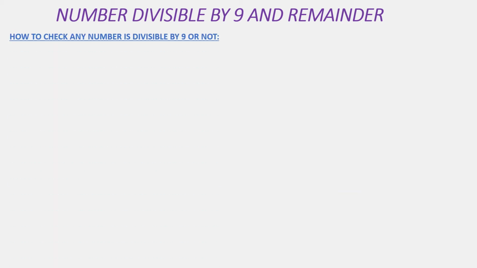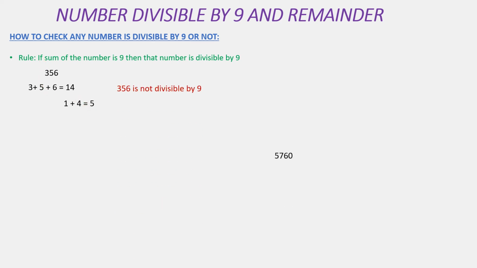Finally, we will see how to check whether any number is divisible by 9 or not. If the sum of the number is 9, then that number is divisible by 9, otherwise it is not divisible by 9. 356: the sum of 356 is 5, that means it is not divisible by 9. We'll see another number, 5760. The sum of this number is 9, that means this number is divisible by 9.